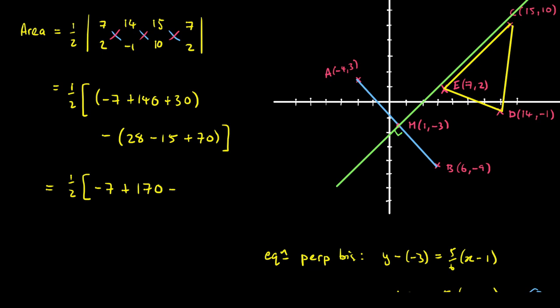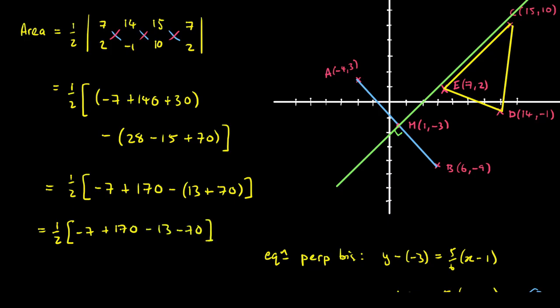Okay, minus, so we got 28 minus 15. What's that going to be? That's going to be 13, isn't it? And then plus 70 still. Okay, so let's keep on that. So a half. All right, so we've got negative 7 plus 170 minus 13 minus 70.